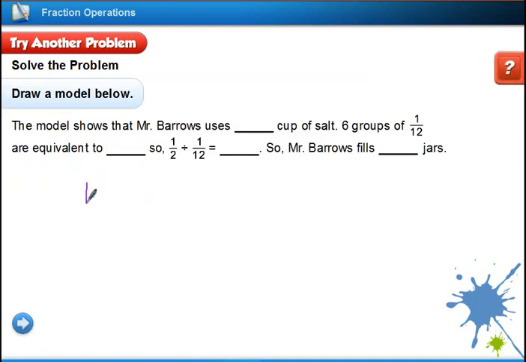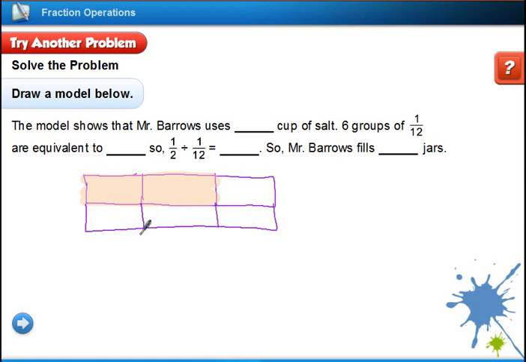We know from our problem that Mr. Barrows starts with 2/3. So here's our total, and we're going to break it into thirds. And we'll highlight 2/3 of it, so we're only dealing with 2/3 because that's what he has. We also know from our story problem that he has 1/6 cup left over. So we'll draw down our next bar. And if these are in thirds, how do I get them into sixths? Exactly, cut them in half.